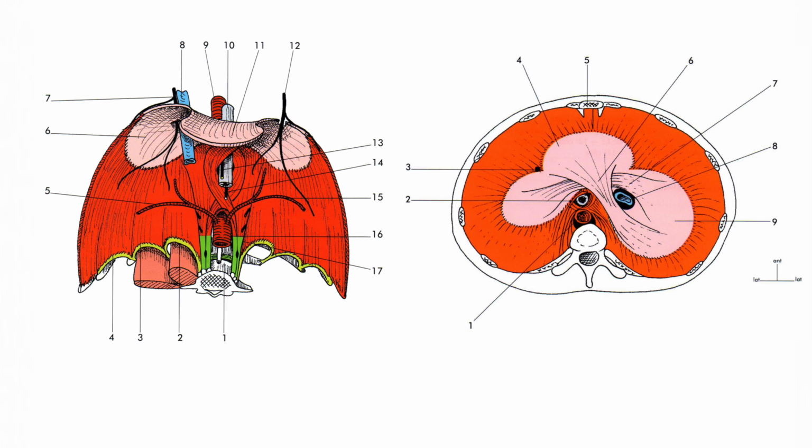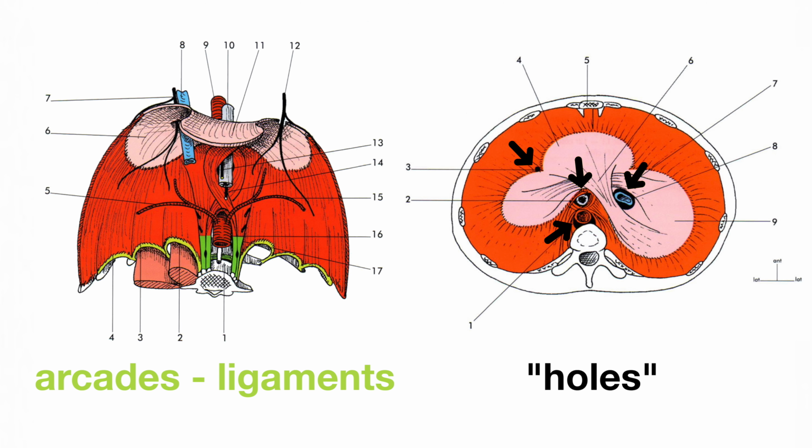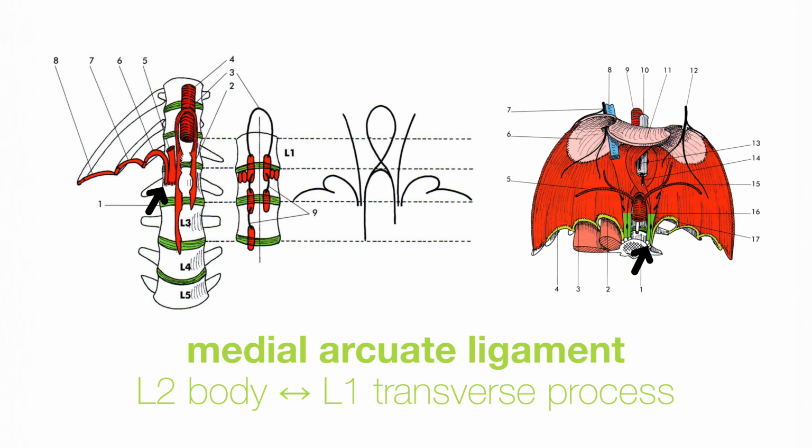The diaphragm is pierced by openings, allowing communication between the upper and lower body. There are 2 kinds of openings: arcades or ligaments on the peripheral area, and holes on the central tendon area. The medial arch or medial arcuate ligament extends from the anterior and lateral parts of the second lumbar vertebra's body to the tip of the transverse process of the first lumbar vertebra. It gives passage to the psoas muscles.